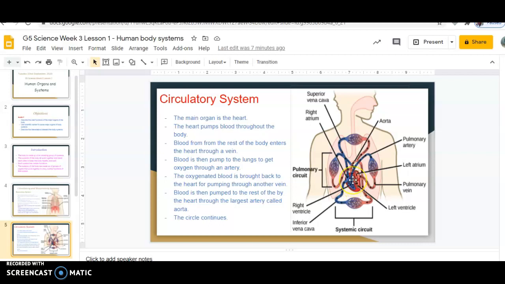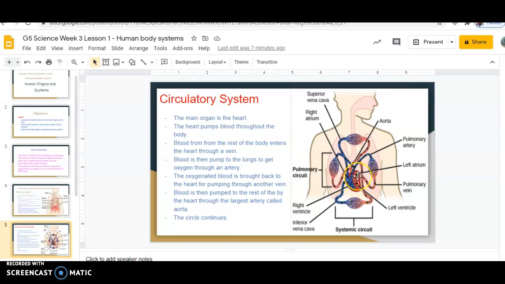So from the heart, it will be pumped out through an artery, and this is called the pulmonary artery. It will be pumped to the lungs, and what is it going to do in the lungs? It is going to collect oxygen. Now, after collecting oxygen, the blood will be returned back to the heart for pumping, and now it is coming back to the heart through a vein, a pulmonary vein.